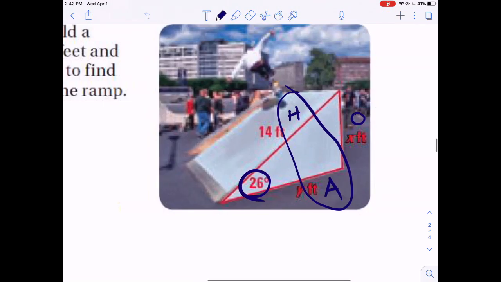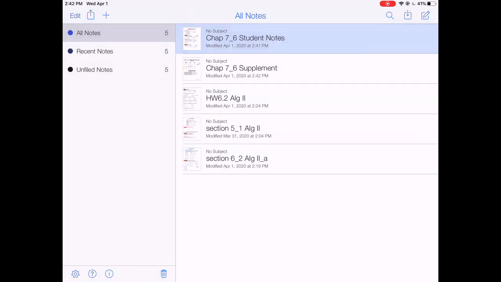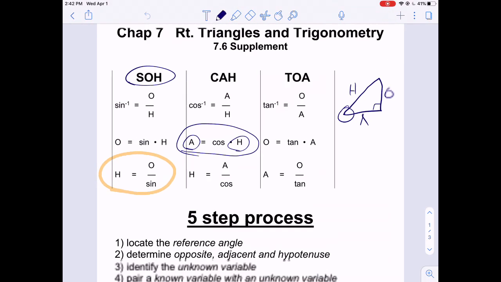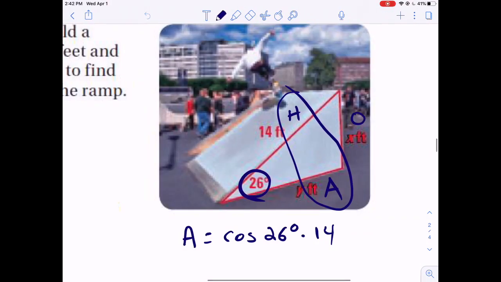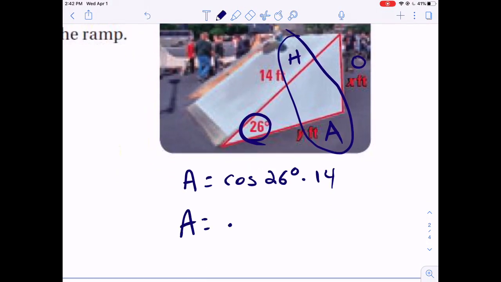So A equals cosine 26 degrees times the 14. Again, I can type cosine 26 in my calculator. Don't have one. I'm going to go back to the cheat sheet because it's right there for us. Cosine of 26. 26 is here. Cosine is the middle one. Right there, 0.89. I'm rounding up here, folks. So it's going to be that A equals 0.89 times 14. And that would be the length of A.